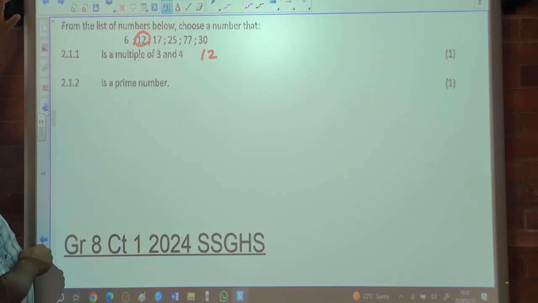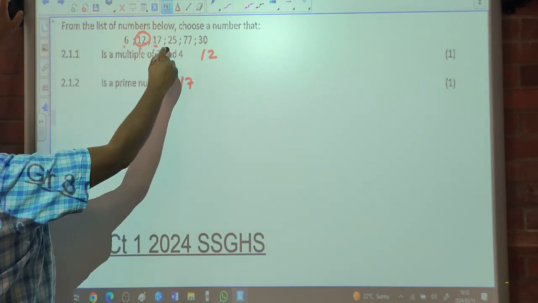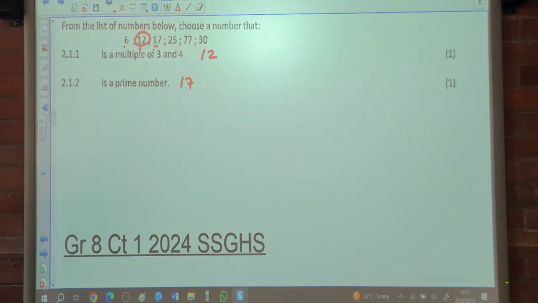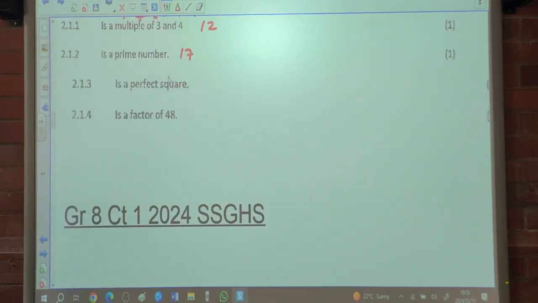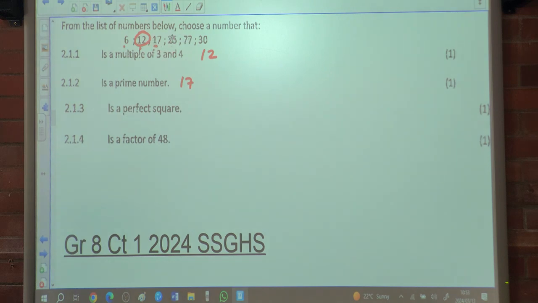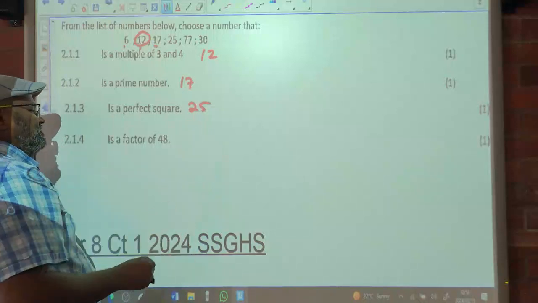A prime number, composite, prime. There's no other prime number. Right, let's go to the next question. A perfect square. So I can take the square root of 25. The square root of 25 is 5. So 25 is a perfect square.